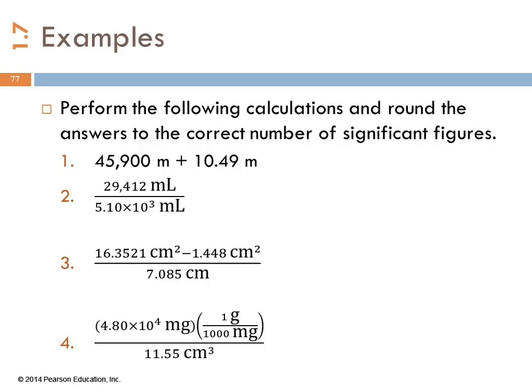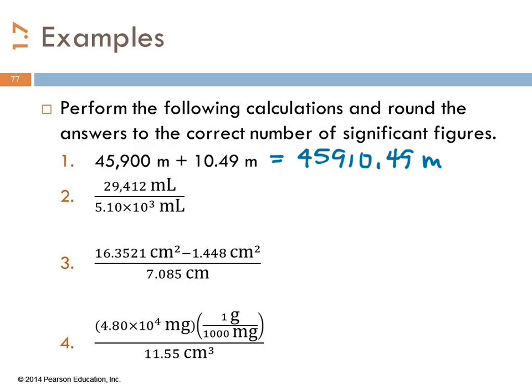So perform the following calculations. Round the answers to the correct number of significant figures. So the thing to do is just do the math and write down the number first. So here we have 45,900 meters plus 10.49 meters. So we do that on the calculator. Calculator says 45910.49 meters. If there's a unit, always write down the unit.